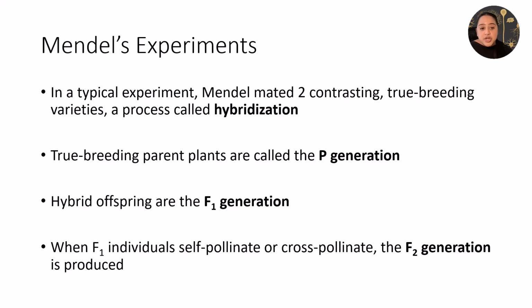So the true breeding parent plants, if you were to just let them self-pollinate, only ever have purple flowers, and then this one only ever had white flowers, and then you cross them, the original ones are the P generation, the offspring are the F1s. And you can either let those F1s self-pollinate, or you can cross-pollinate them to each other, or other things. And so then the next generation is the F2 generation.